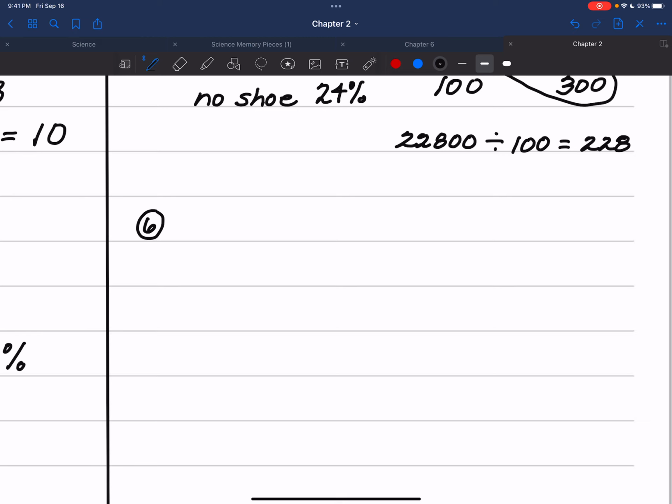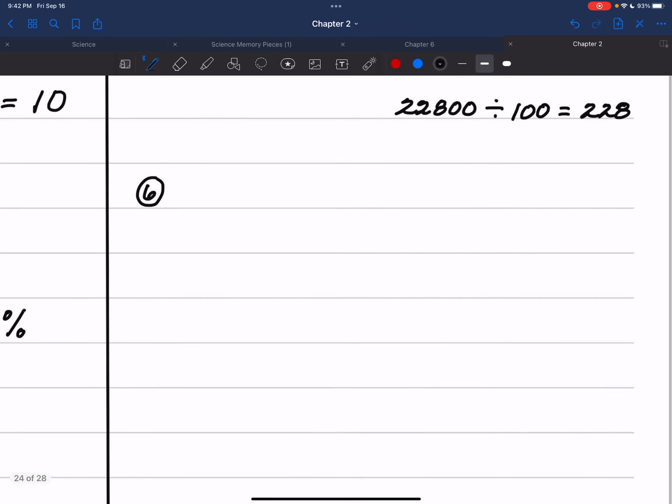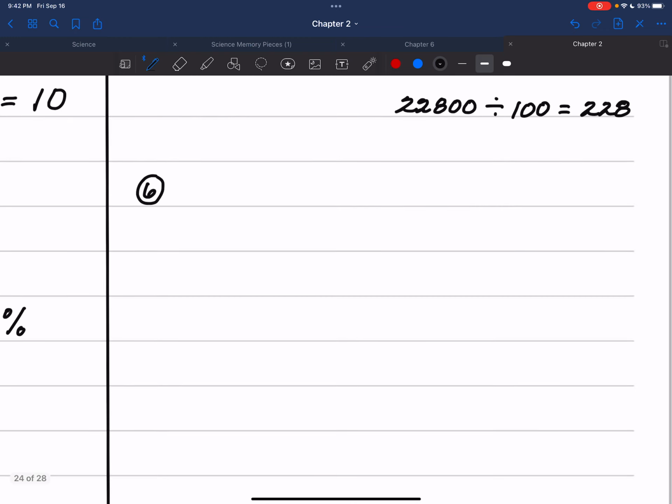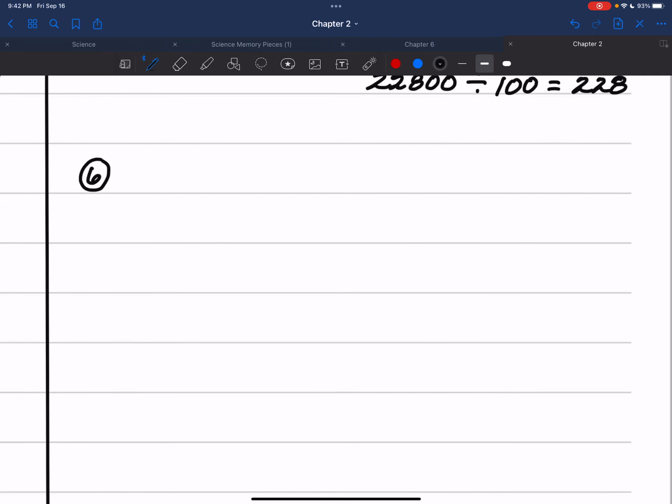Roger's total restaurant bill was $90.72, including a 20% tip and a 6% sales tax. Both the tip and tax were calculated based on the original amount. What was the original amount of the bill before the tax and tip? Okay, this is a tough question, so I'm going to start with writing out what we're dealing with.